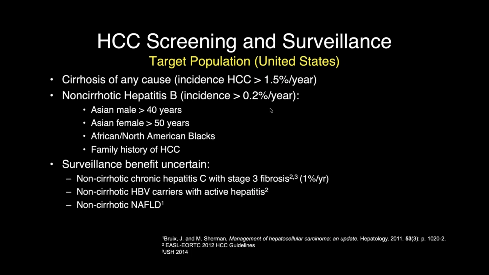There are other populations where it is uncertain whether surveillance is of benefit. And those populations include non-cirrhotic chronic hepatitis C patients with stage 3 fibrosis, non-cirrhotic hepatitis B patients who don't meet the above criteria, and non-cirrhotic non-alcoholic fatty liver disease patients. So in these populations, it's not wrong to do surveillance. It's just uncertain whether or not it is a benefit. And so whether or not you include those additional patients really does depend on your local and regional preferences.